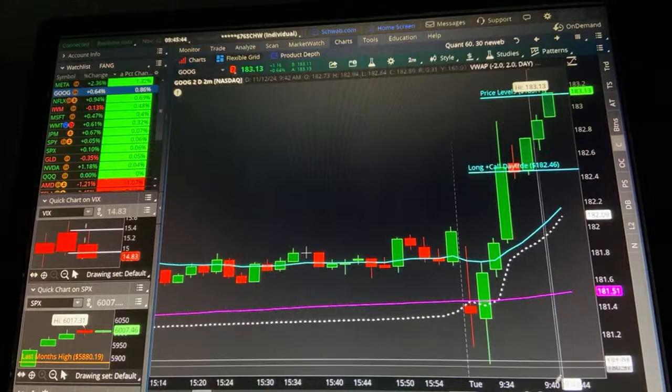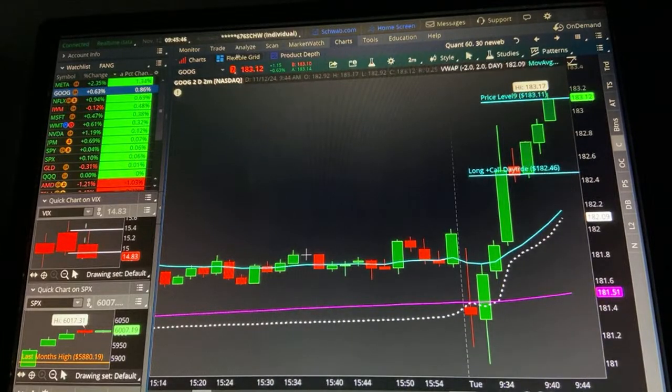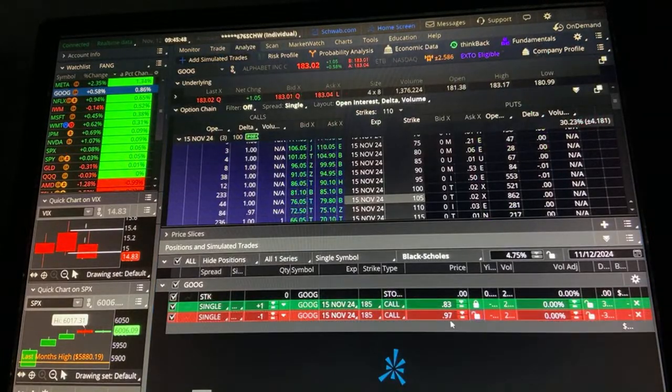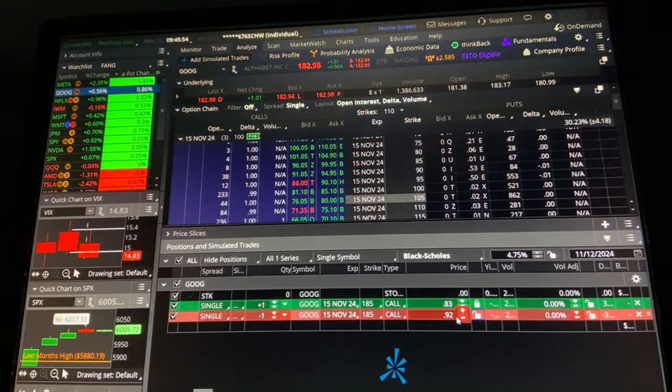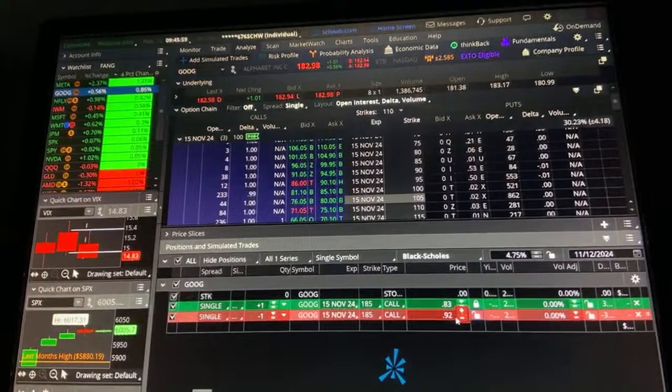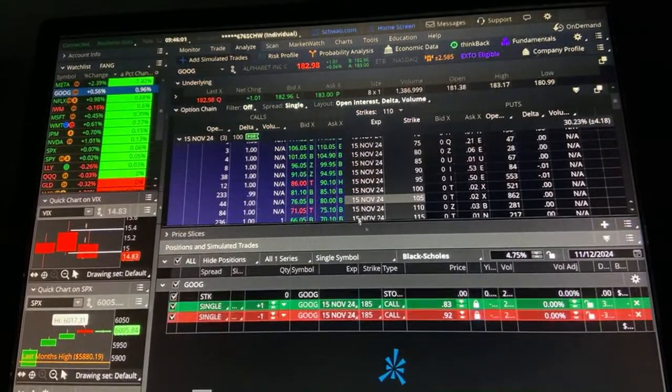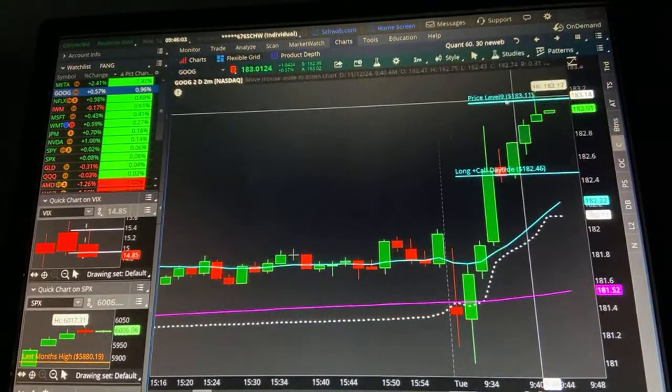Still going, just made another new high there if you want to scale out some more. All right, let's scale out some more. Nice little trade there, selling them out there a little bit.